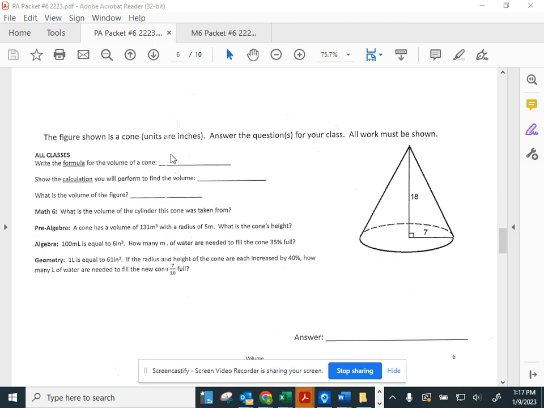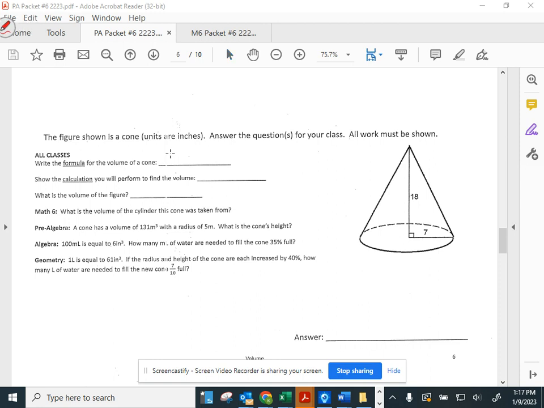Now we have the volume of a cone. So you're going to want to write this down. I know some of you are still working on the surface area. You're going to stop. We're switching to the volume. The volume of a cone.